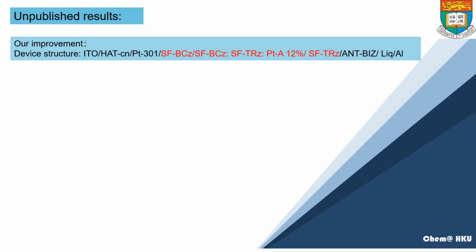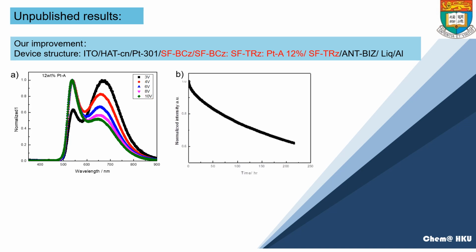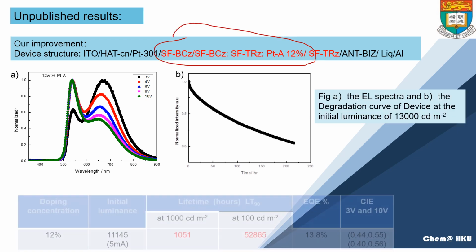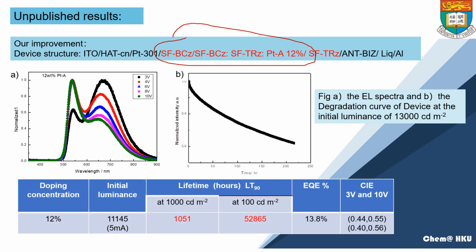Then we further optimize the device lifetime and efficiency. Here we use SFBCZ and SFTRZ as co-host. As a result, over 15,000 hours can be achieved at a luminance of 100 cd per square meter for LT lighting, and 13.8% EQE is also achieved. Much longer operational lifetime for our improved device.